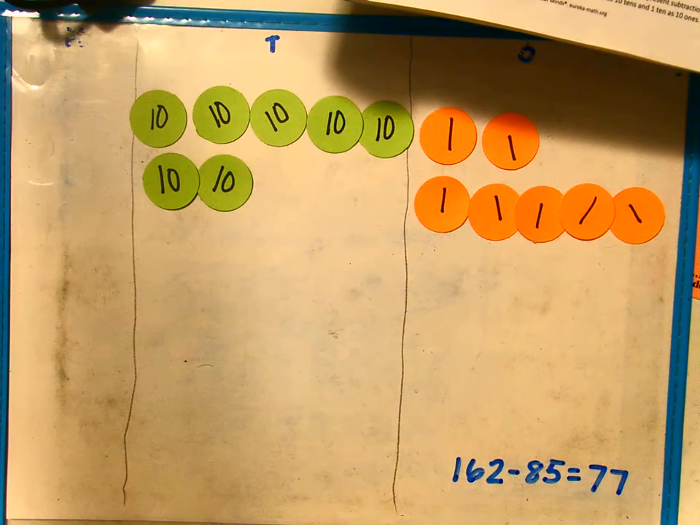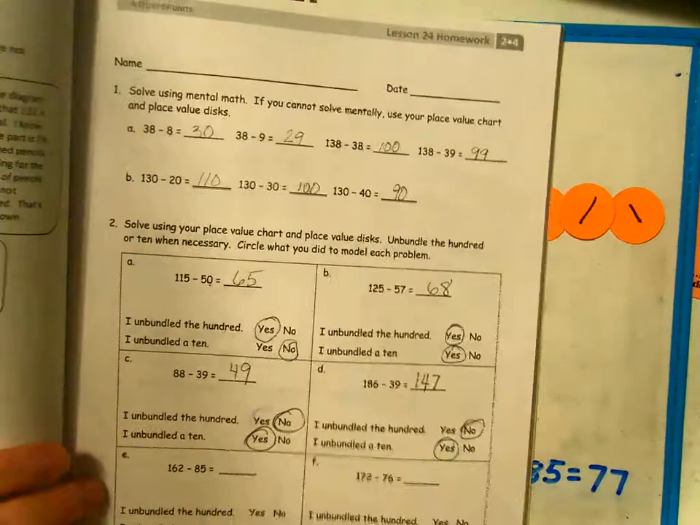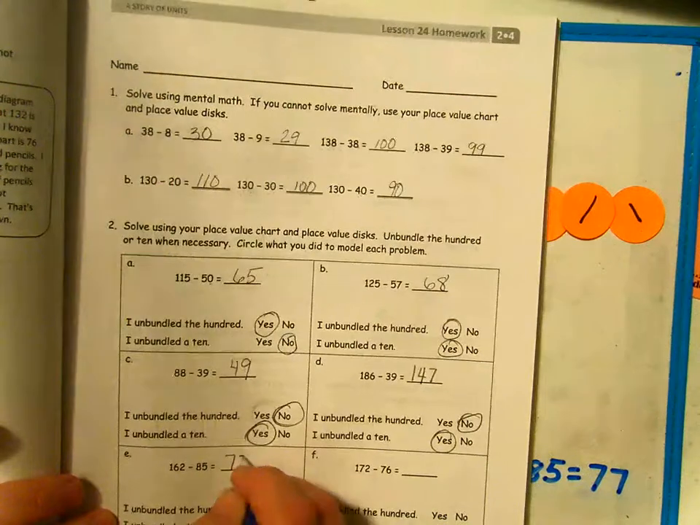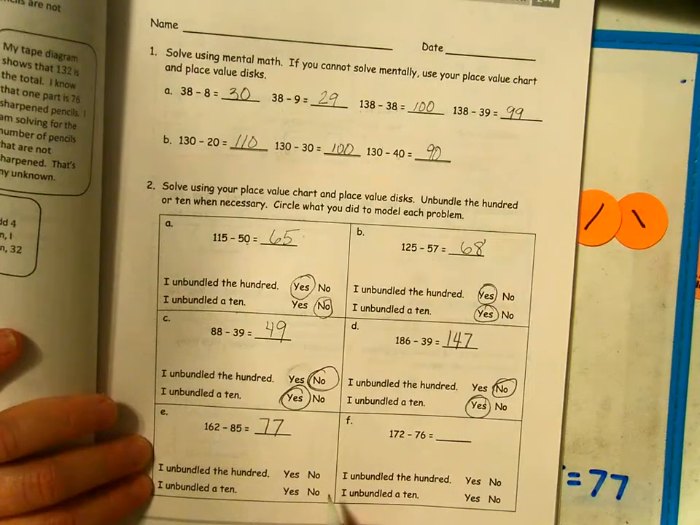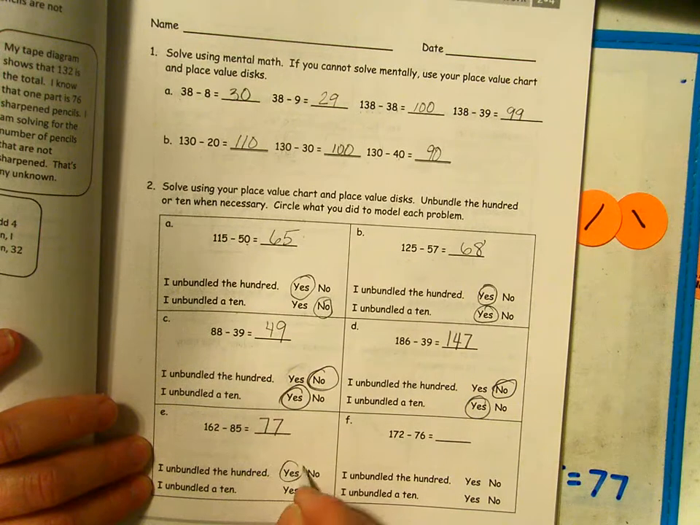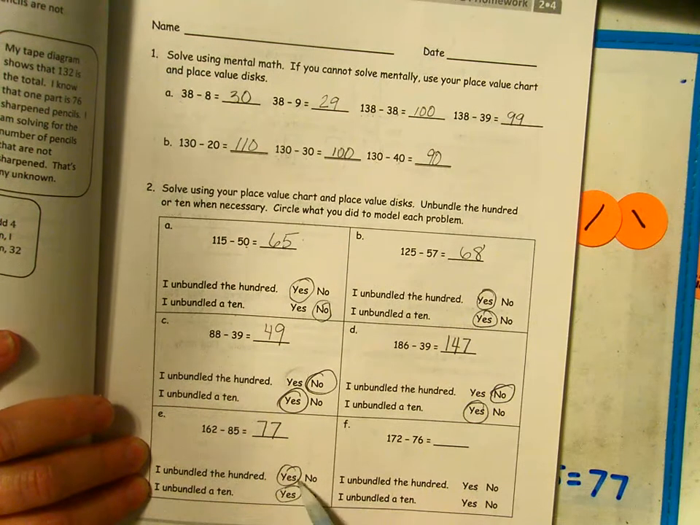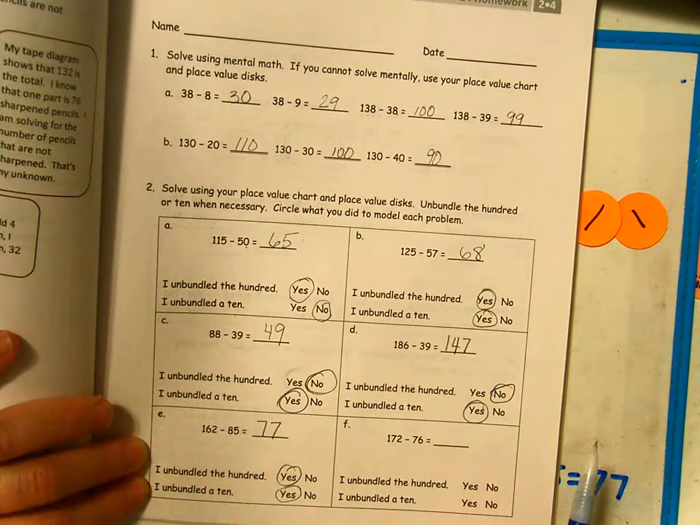162 minus 85 is 77. Did we unbundle 100? Yes, we did. Did we unbundle a 10? Yes, we did. So sometimes you're going to need to do both, sometimes one or the other. Sometimes you don't need to unbundle at all.